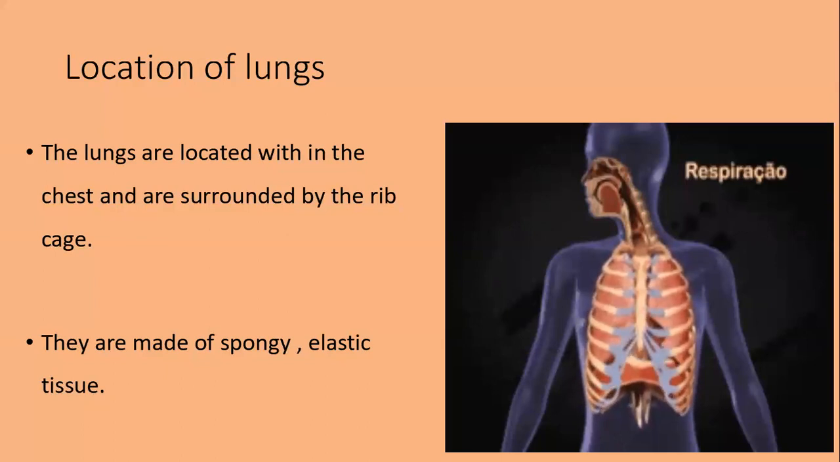So the location of the lungs: the lungs are located within the chest and are surrounded by the rib cage. They are made of spongy elastic tissue.